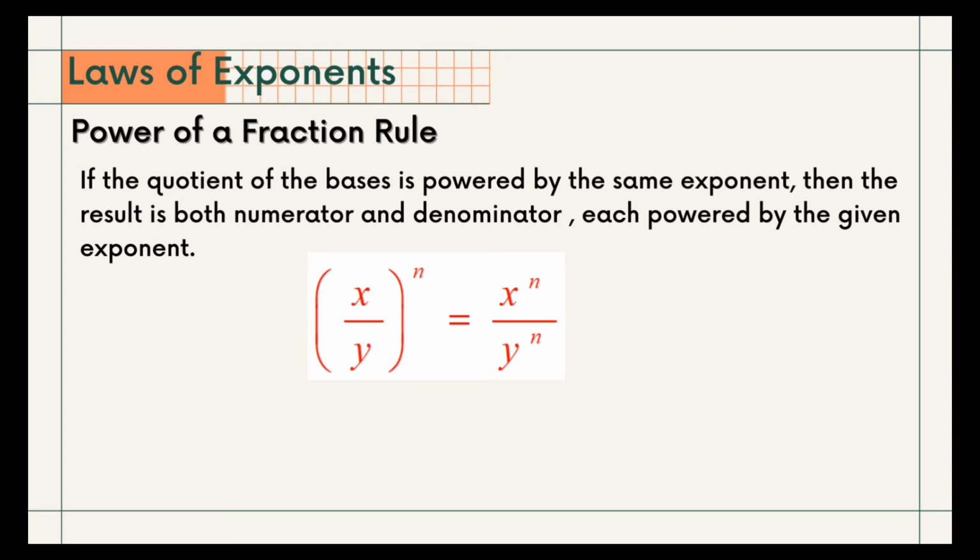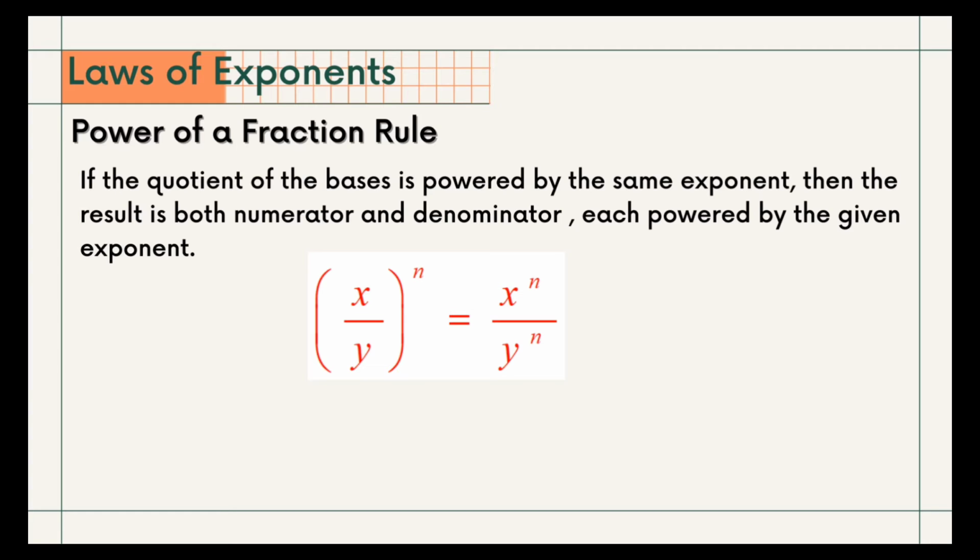Okay, power of a fraction rule. So, if the quotient of the bases is powered by the same exponent, then the result is both numerator and denominator, each powered by the given exponent. So, we have here x over y, and then raise siya sa n. So, that is equal to x raised to n over y raised to n.